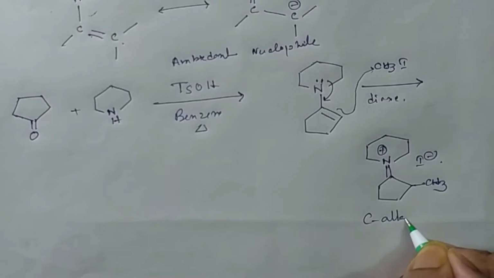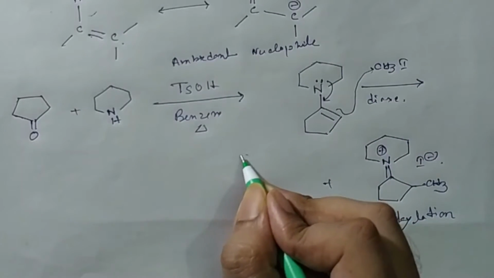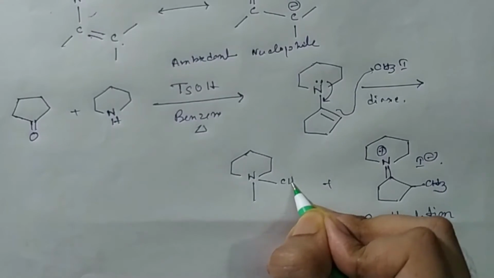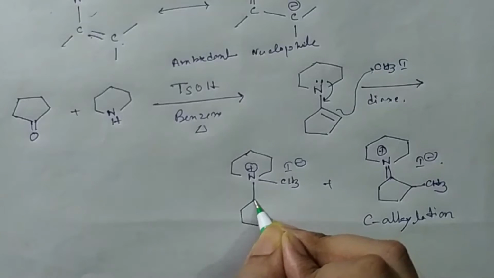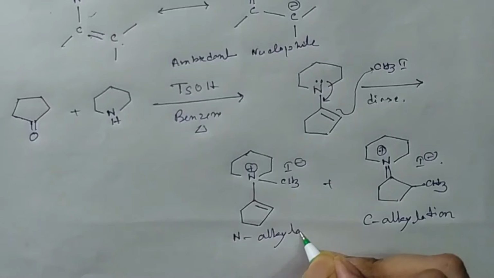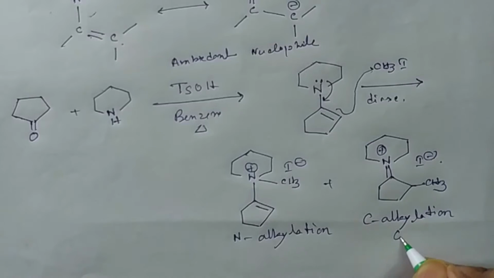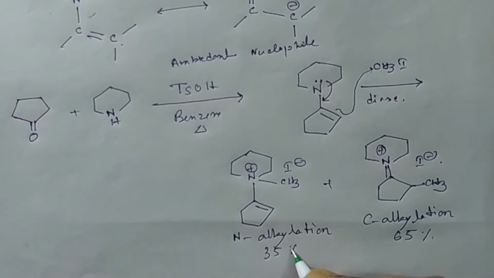This is a C-alkylation, and if the N center attacks this carbon center, then we get this, with I minus as the corresponding anion. So this is the N-alkylation product, and the experimental data suggests that the C-alkylation product is formed in 65%, and the N-alkylation product has been formed in 35% yield.